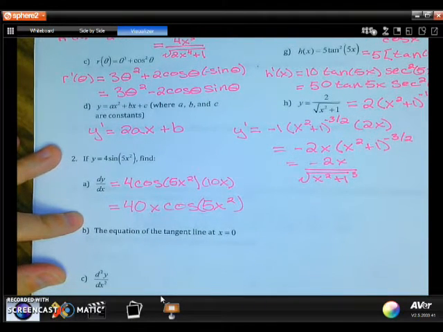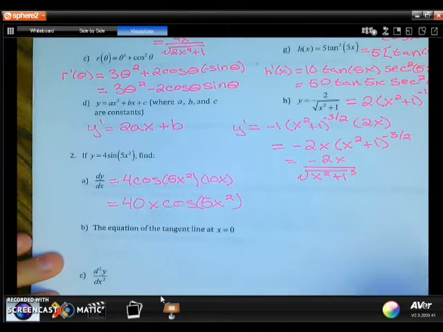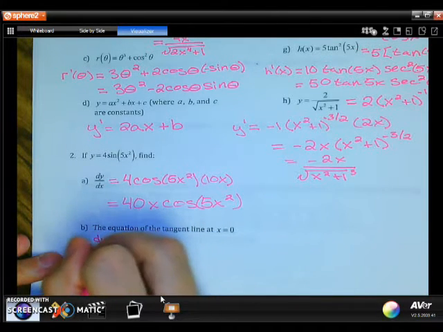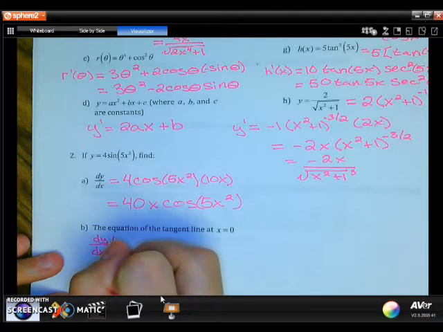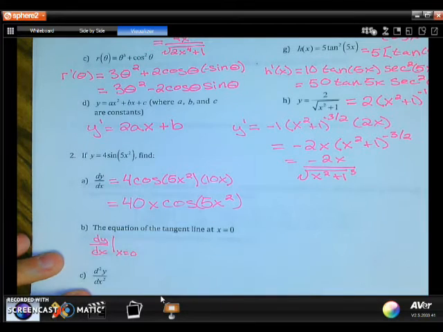And now we're going to write the equation of the tangent line at x equals 0. So we have a derivative from part A, and now we're just going to evaluate that derivative at 0. So I'm just going to say dy/dx evaluated at x equals 0. That's just showing that I'm plugging 0 into the derivative. So if I plug 0 into the derivative there, well, that's interesting.